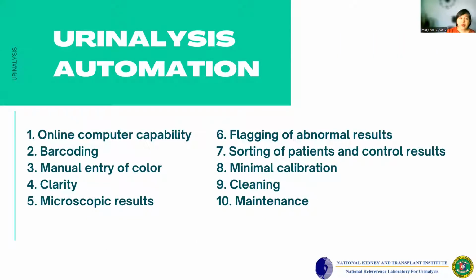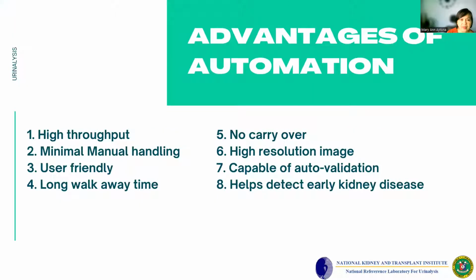With urinalysis automation, you have an online computer capability, barcoding, manual entry of color, clarity, microscopic results, logging of abnormal results, sorting of patients and control results, minimal calibration, cleaning, and maintenance. Advantages of automation: high throughput, minimal manual handling, user-friendly, long walk-away time, no carryover, high-resolution image, capable of auto-validation, and helps detect early kidney disease.